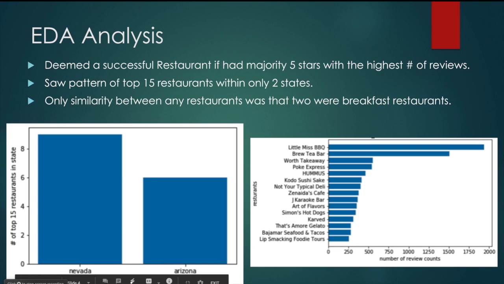So for the EDA analysis, how we deemed a successful restaurant was that it had a majority of 5 stars and had the highest number of reviews. Doing this, we noticed a pattern that Nevada and Arizona had the top 15 restaurants in all the states that we were looking at. The only similarity within the categories of all 15 restaurants was that 2 of them were breakfast restaurants.